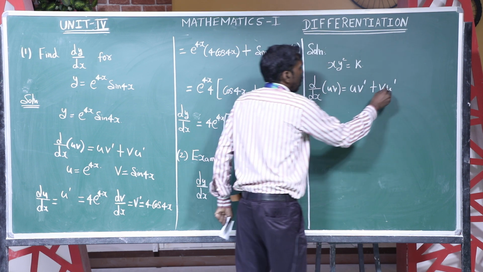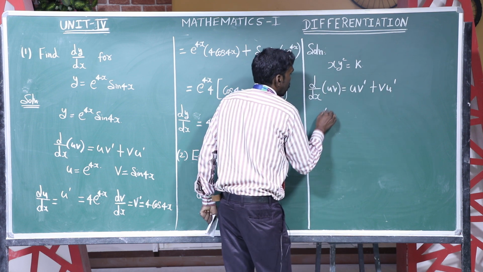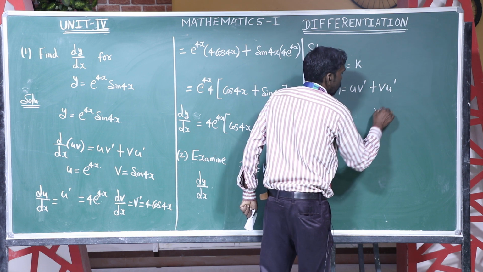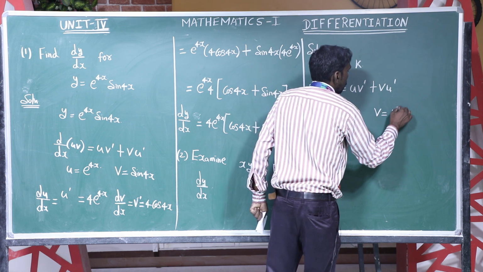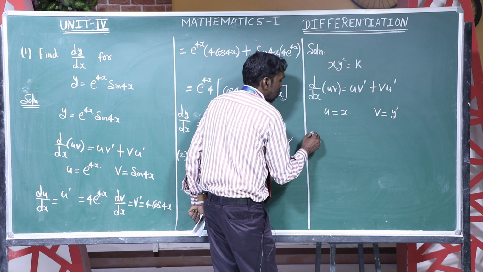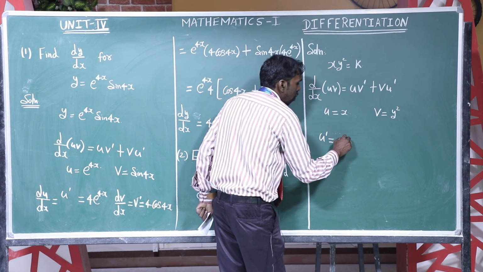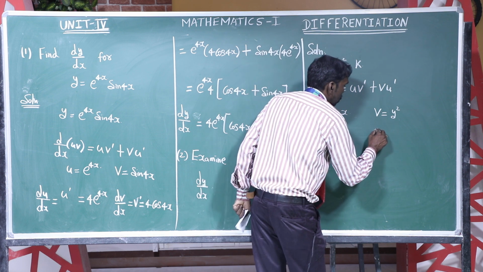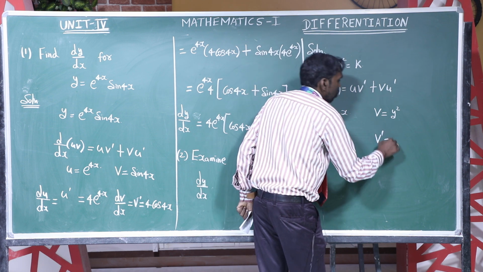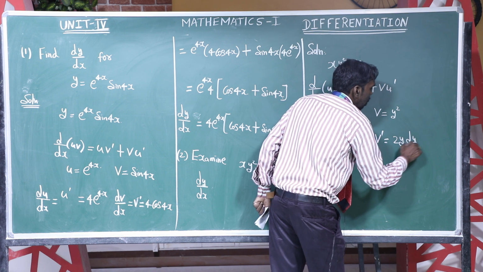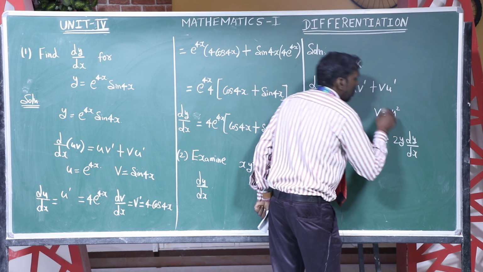So similarly, I can take u equal to x. What about your v? v equal to y square. You have to take the derivative. So what is u dash? You can take the du by dx, which will be u dash. So the derivative of x will be 1. What is dv by dx? Here this is called v dash. So y square will be 2y into dy by dx, because I am deriving it with respect to x.